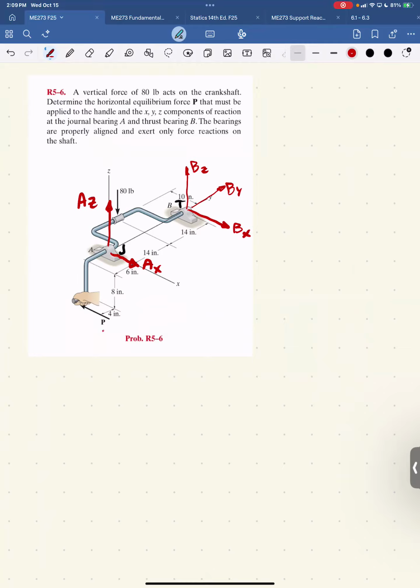So I've got a coordinate system, I've got a free body diagram, and I count my unknowns. There are three unknowns at B, two unknowns at A, and one unknown at P, at the hand. So I have six unknowns. But I'm in 3D, so I'm good to go.